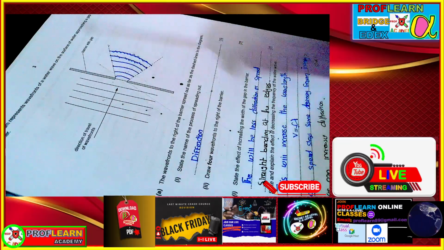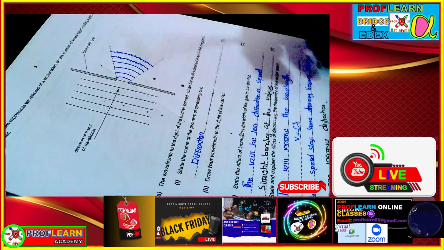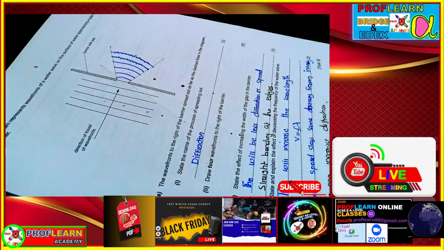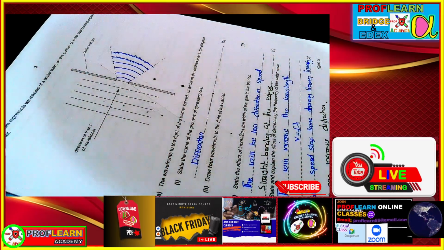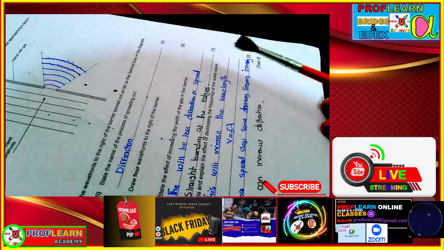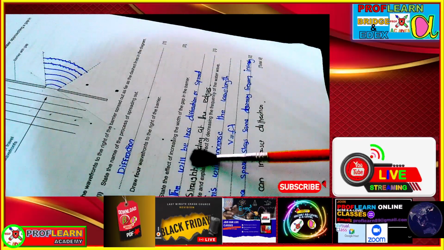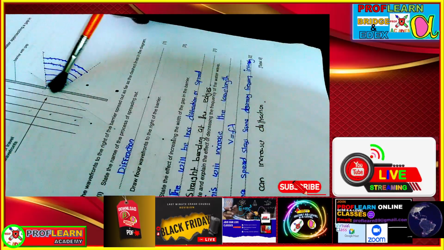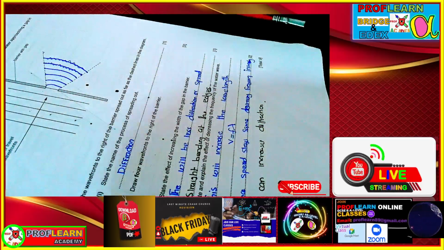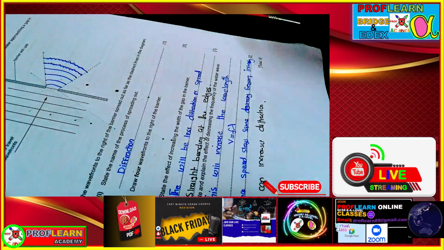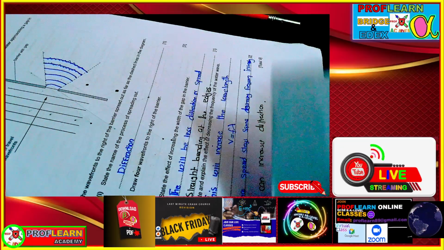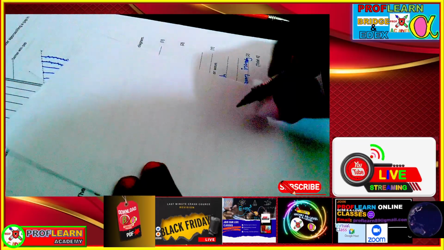You need to understand that diffraction is the spreading of a wave after it has passed through a gap or a boundary. Then we are supposed to state also the effect of increasing the gap. In fact, what you need to realize here, if we try to increase the gap, this is exactly what's going to happen.